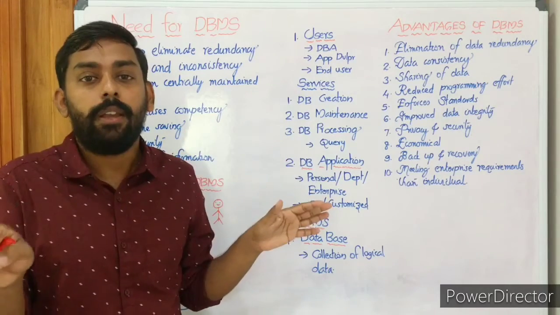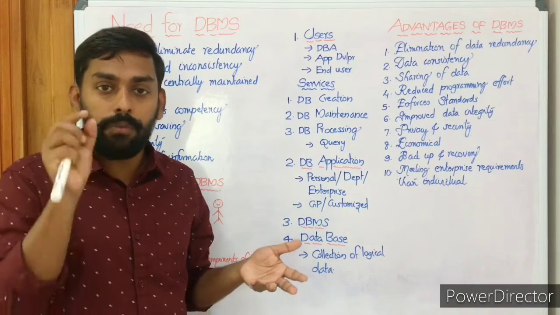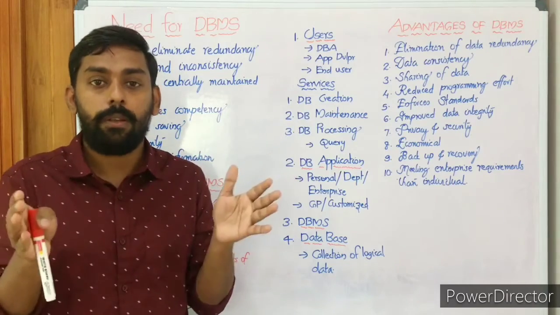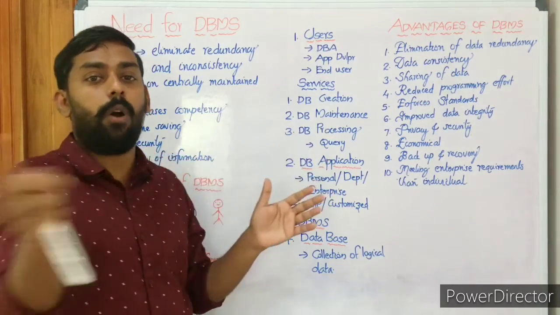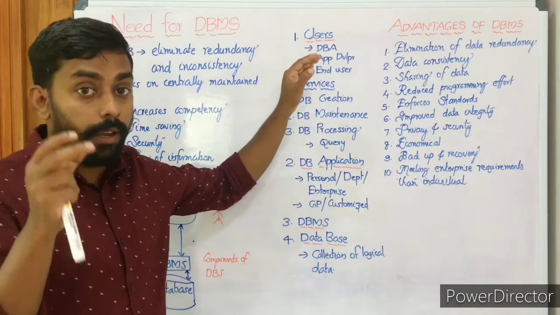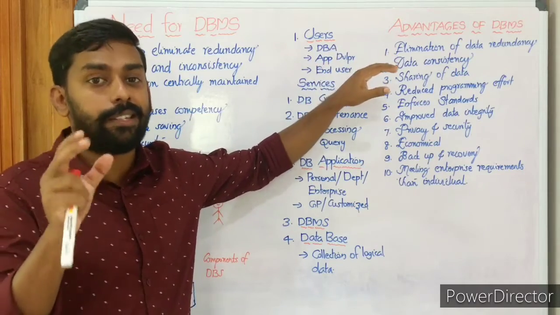So there won't be any mismatching of data, any inaccurate data. Your old phone number will be replaced by your new one, and your new phone number will be reflected in all machines. So that's what data consistency is. So we can avoid data inconsistency. Here the database management system offers data consistency.